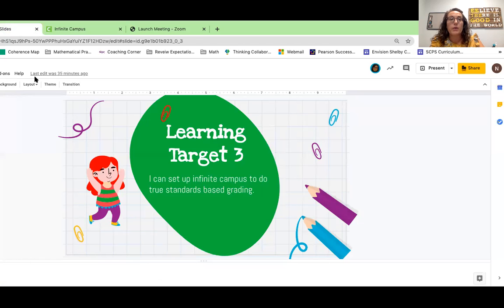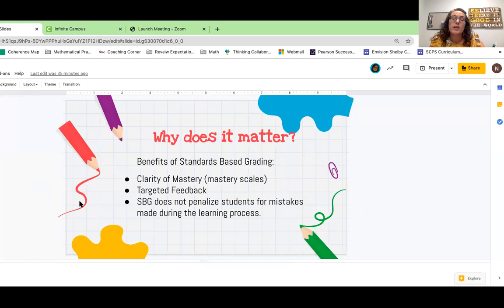So we've got to think a little bit differently about the way that we're doing Infinite Campus, and I'm going to talk to you a little bit about that. Just why does it matter what Infinite Campus looks like? We know that some of the benefits of standards-based grading are that students have clarity of mastery given those mastery scales. It's very clear when they look at those mastery scales what skills they're supposed to master and what they need to do to achieve mastery of the standard.